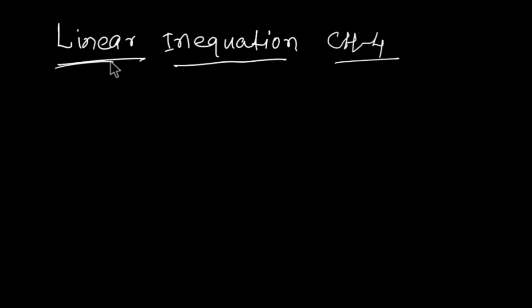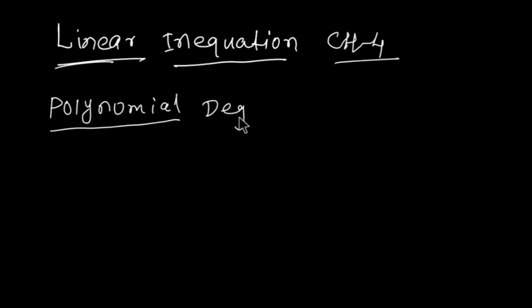First, what does linear mean? Linear means the polynomial having degree 1. So any polynomial having degree, meaning the highest power, 1, that's called a linear polynomial. So the highest power will be 1. Degree means the highest power of that polynomial.